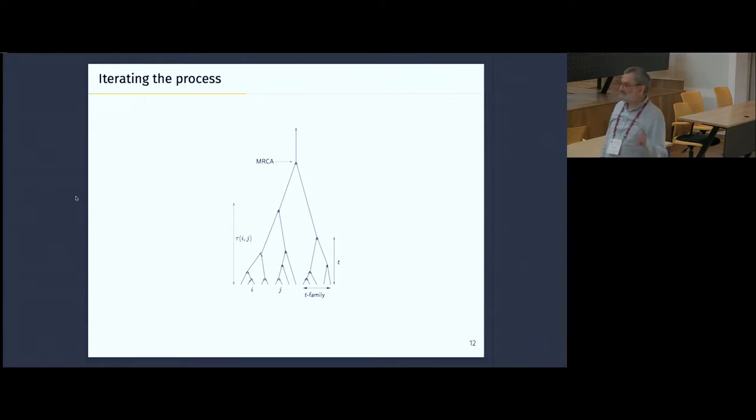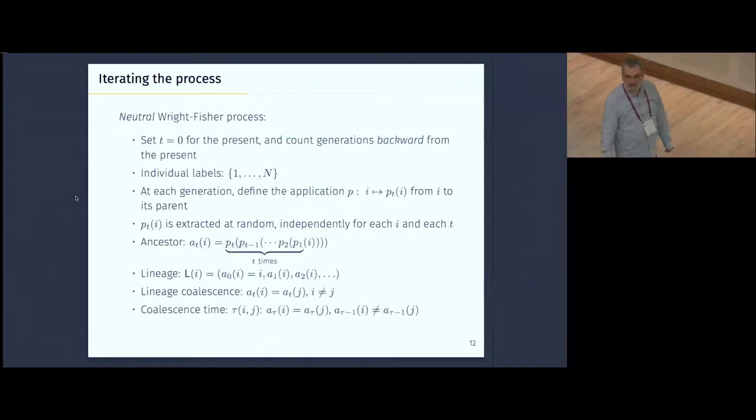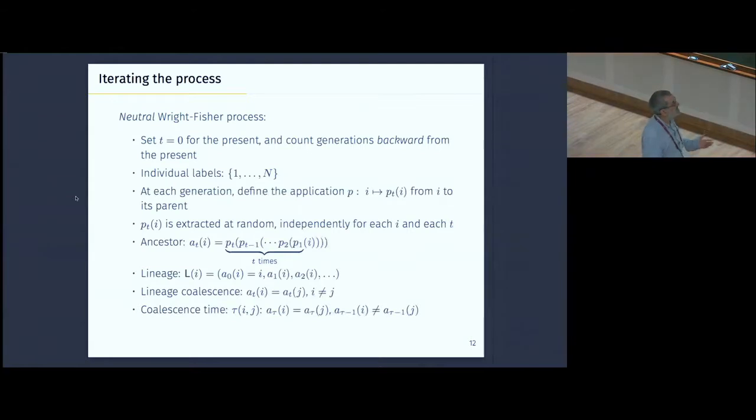Yeah, only that the rate of coalescence depends on how many particles you have. So it is non-trivial. We are considering a neutral Wright-Fisher process. That means that there is no selection. So set T equals 0 for the present, and then we go back in time. T is the number of generations ago that we are considering.